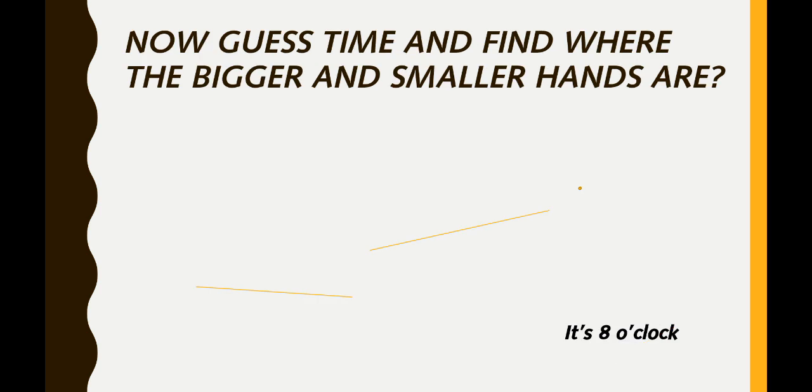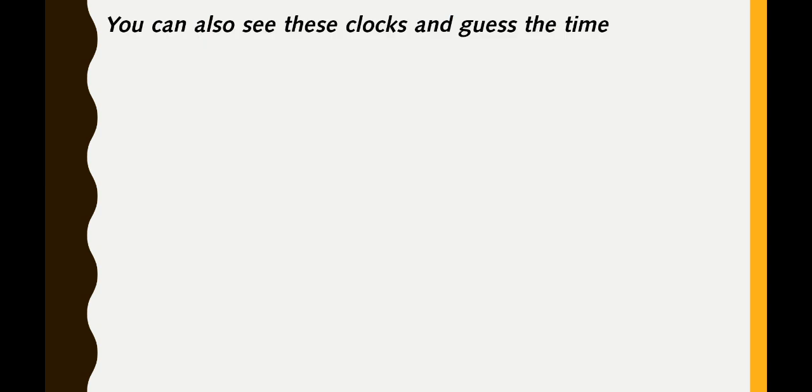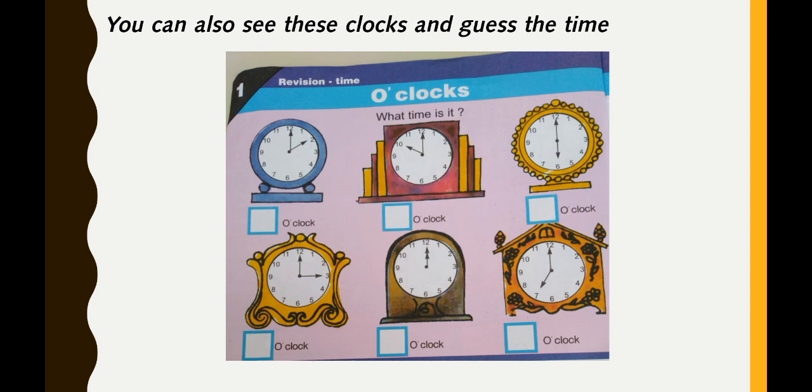Now guess the time and find where the bigger and the smaller hands are. So, once again, we have a clock here. The bigger hand is on number 12 and the smaller hand or the shorter hand is on number 8. The time is 8 o'clock. You can also see these clocks and guess the times on the page of your SPMG.